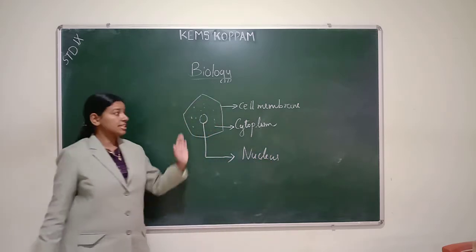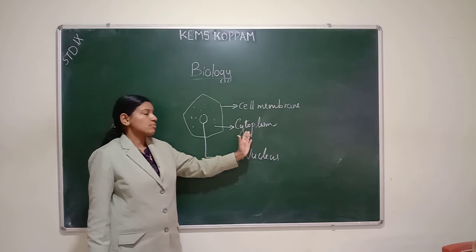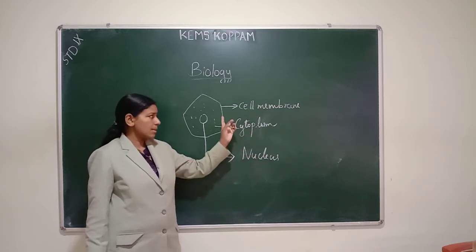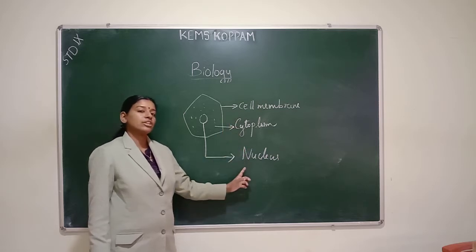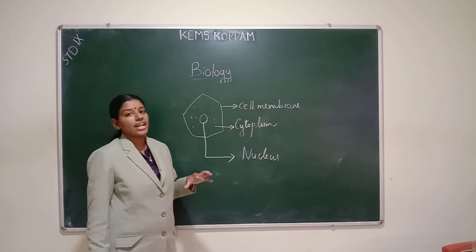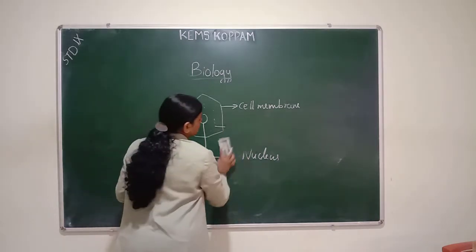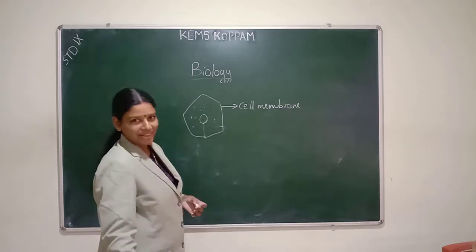So, these are the three major parts of a cell: cell membrane, cytoplasm, nucleus. The cell membrane is the outermost part, the fluid part is cytoplasm, and the dense internal core is called the nucleus. The first part we are going to study is the cell membrane.